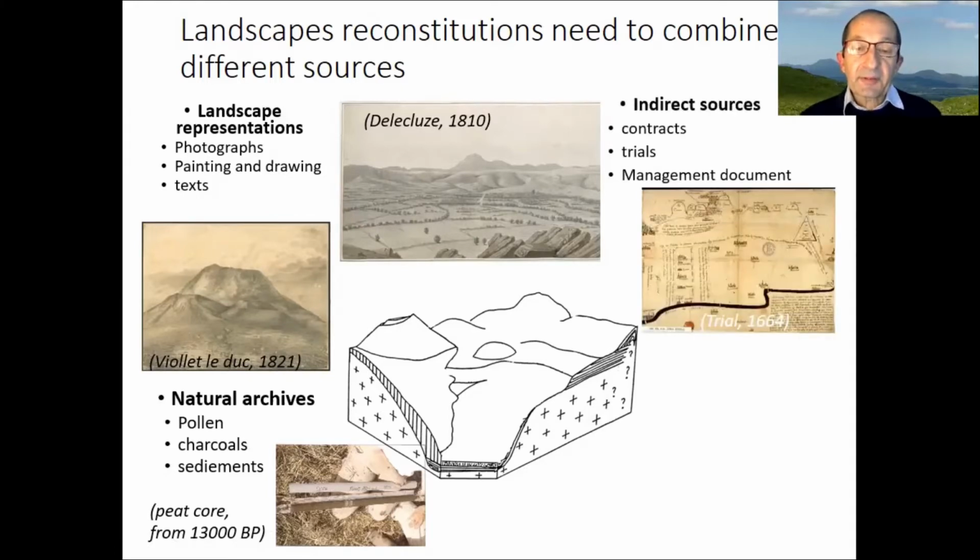But from the historical periods, you have also indirect sources, for instance, management documents or trials or contracts. And here you have a document added in a trial that represents the possessions, the properties of all the villages around the Chaîne des Puys that were in conflict with the local lord. And then it permits to have an idea of how the landscape looked like in the 17th century.